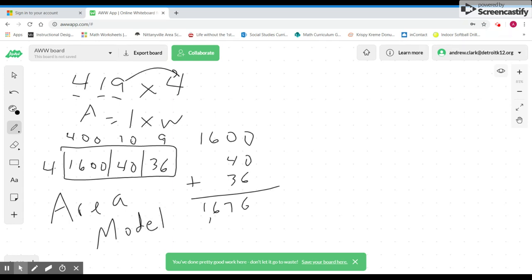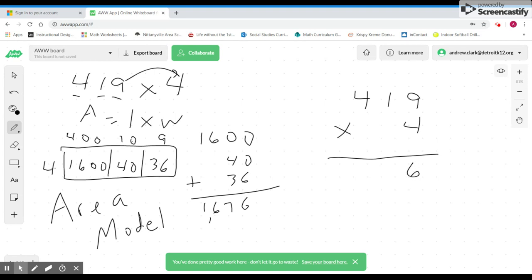The third way they're going to have to be able to multiply these is the traditional way, which is the standard algorithm. So let's work the standard algorithm over here. 419 multiplied by 4. And we create what's called a bundling space, which is below this little space here. And let's multiply ones. 9 times 4 is 36.